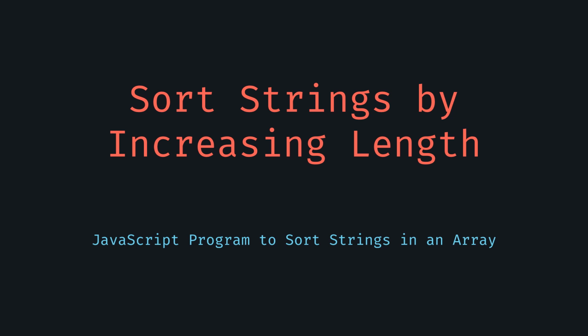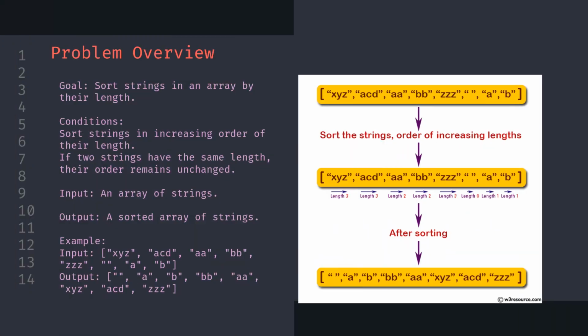In this tutorial, we'll write a JavaScript program to sort the strings of a given array in order of increasing length. Importantly, if two strings have the same length, their relative order in the array remains unchanged. The goal here is to sort an array of strings in increasing order of their lengths. If two strings have the same length, we do not change their original order.